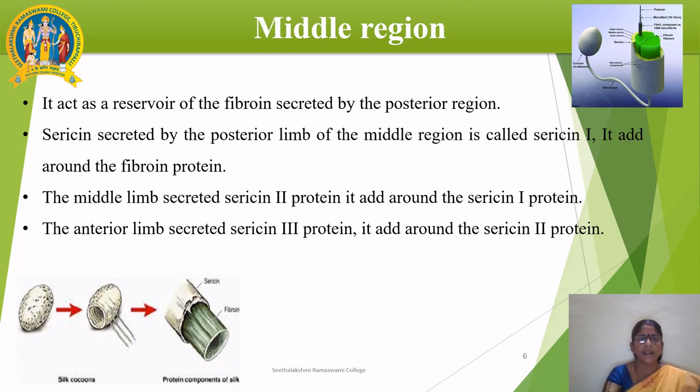The middle region acts as a reservoir of the fibroin which is secreted by the posterior region. Sericin secreted by the posterior limb of the middle region is called sericin 1 protein. It acts around the fibroin protein which is already secreted in the posterior region and stored in the middle region of the silk gland. The middle limb secretes the sericin 2 protein. It acts around the sericin 1 protein. Next, the anterior limb secretes the sericin 3 protein. It acts around the sericin 2 protein.